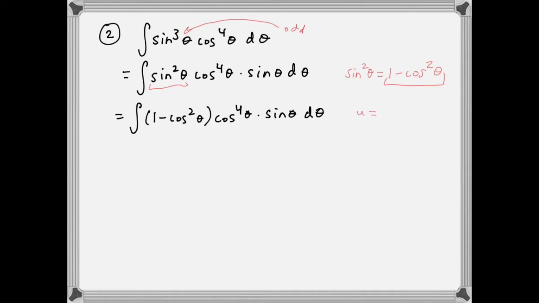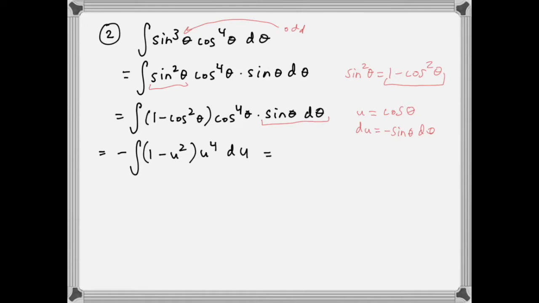So we're going to let u equal, in this case, cosine theta, right? Because we want the du to be this part right here. Okay. Remember, du in this case is going to be negative sine theta d theta. So we do have to worry about that extra negative sign. Let's not forget about it. So we end up with a negative. And then we have 1 minus u squared times u to the fourth, and then du.